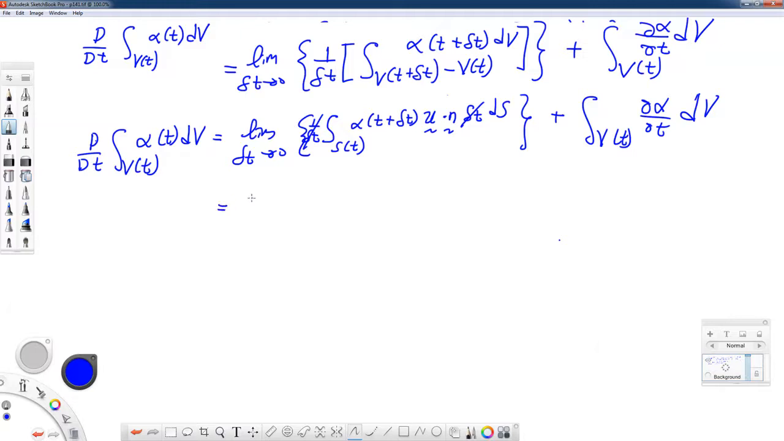So let me write this one more time. In the limit, since that delta t has gone away, it's algebraically canceled. We're going to have an integral over the surface at time t of the field variable alpha of t, u dot n dS. Then we have plus the volume integral of the partial derivative of alpha with respect to t dv.